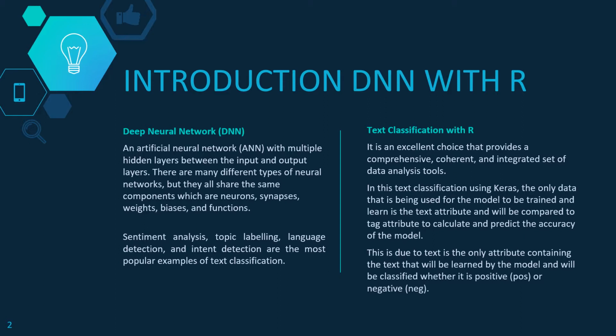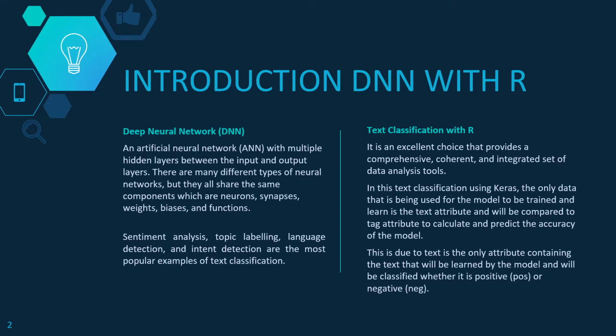What is a deep neural network? A deep neural network (DNN) is an artificial neural network (ANN) with multiple hidden layers between the input and output layers. There are many different types of neural networks, but they all share the same components, which are neurons, synapses, weights, bias, and functions.